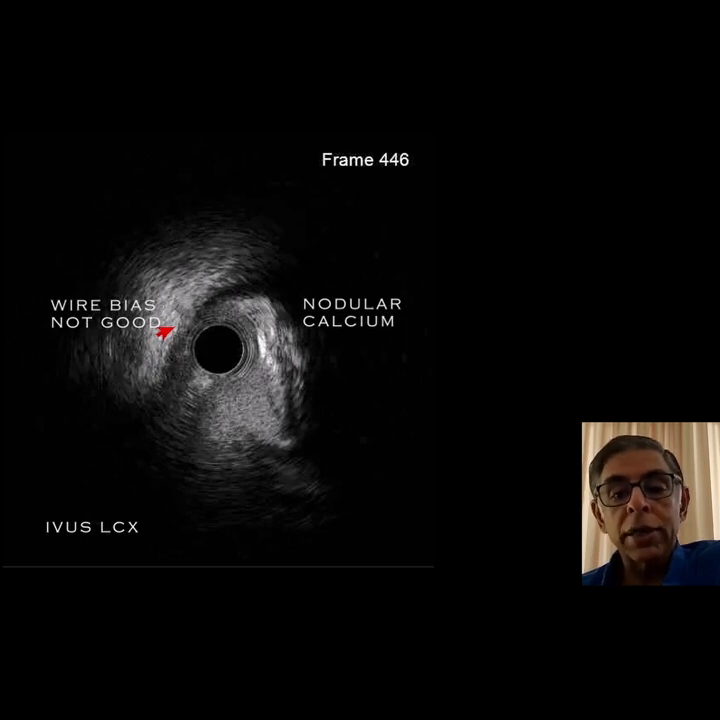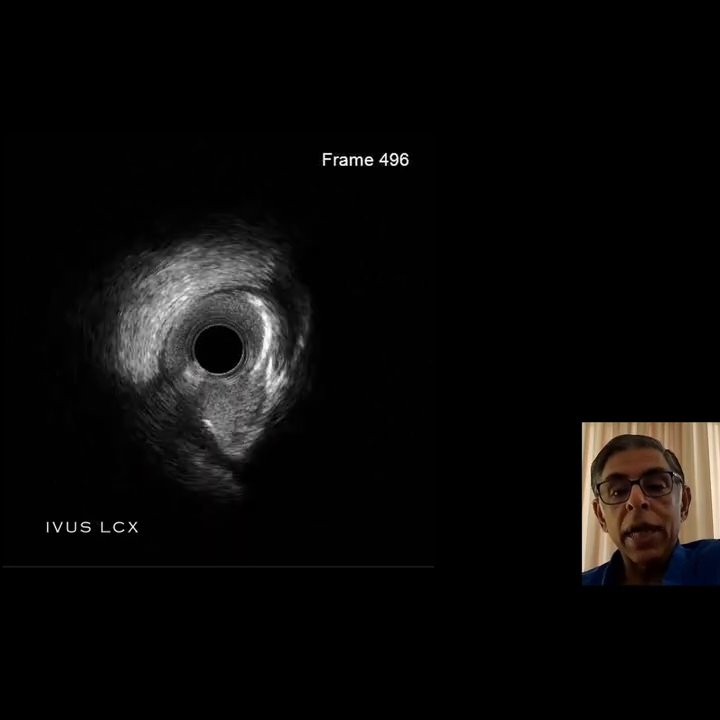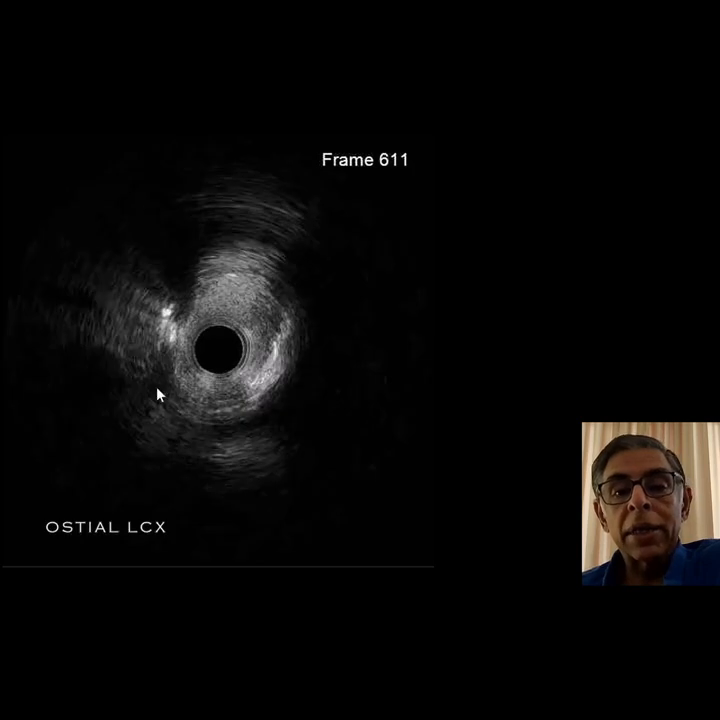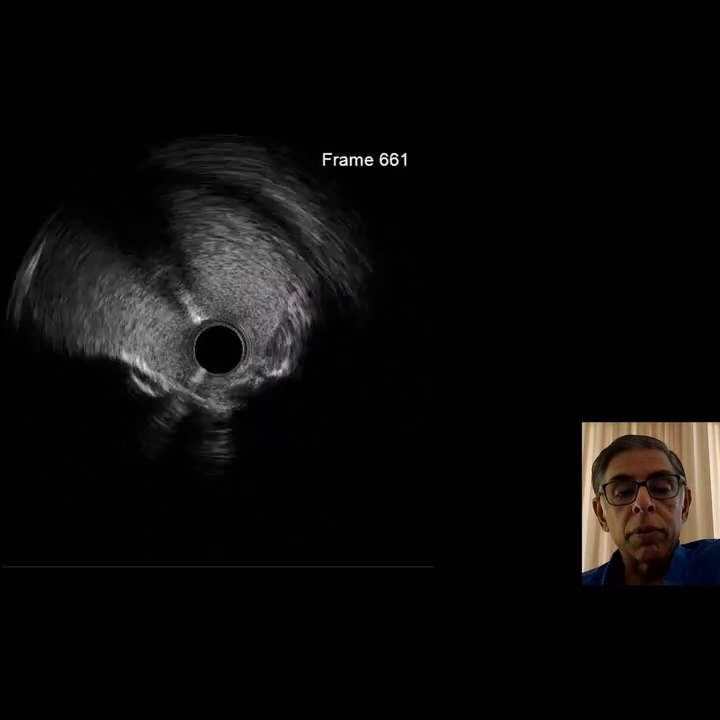There's nodular calcium, and I must add that I am showing this now, although the IVUS was done initially after the LAD IVUS was done. And based on this, we decided that, after we ablated the LAD, the circumflex was not a good vessel to ablate because the wire bias is not good. And so our strategy for the circumflex was to do shockwave lithoplasty.